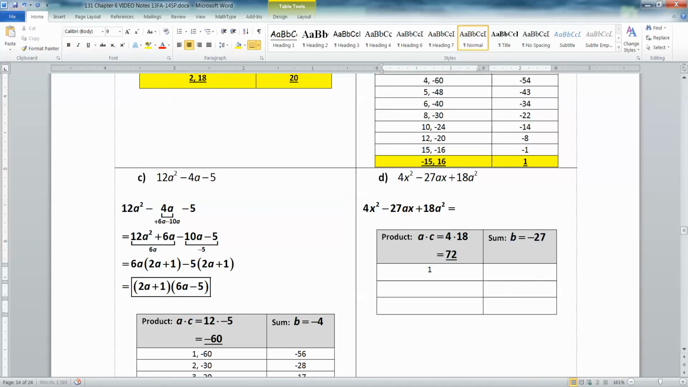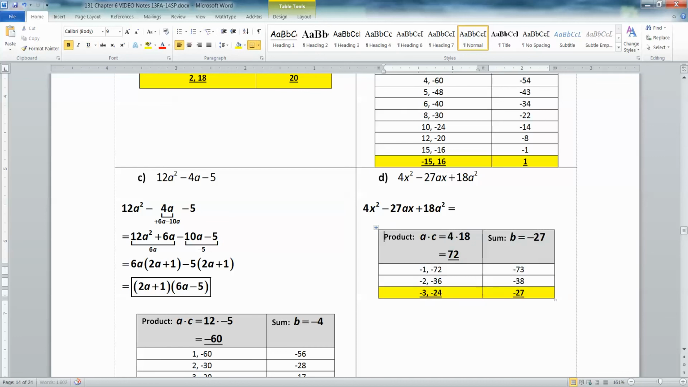All right, so let's see. 1 and 72. Oh, to make it negative, though, it's going to be negative 1, negative 72. That would make negative 73. That's no good. Negative 2 and negative 36 would make negative 38. Negative 3 and negative 24 would make negative 27. Oh, there it is. Negative 27. Awesome. Okay, so now we've got our combo.